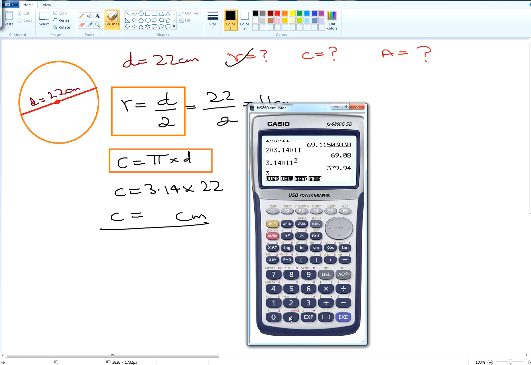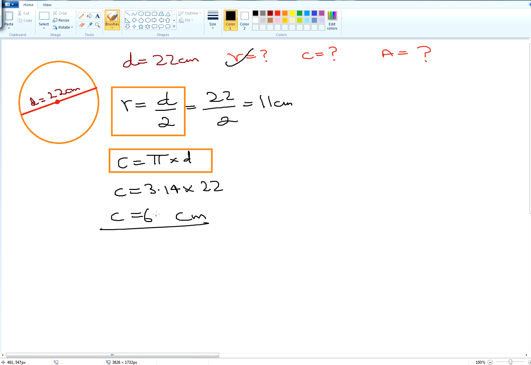So the circumference is equal to, using 3.14 multiplied by 22, I get an answer of... Now we need to round that off to one decimal place because that's too much. So 69.1 centimeters is the answer to one decimal place. Okay, all right.